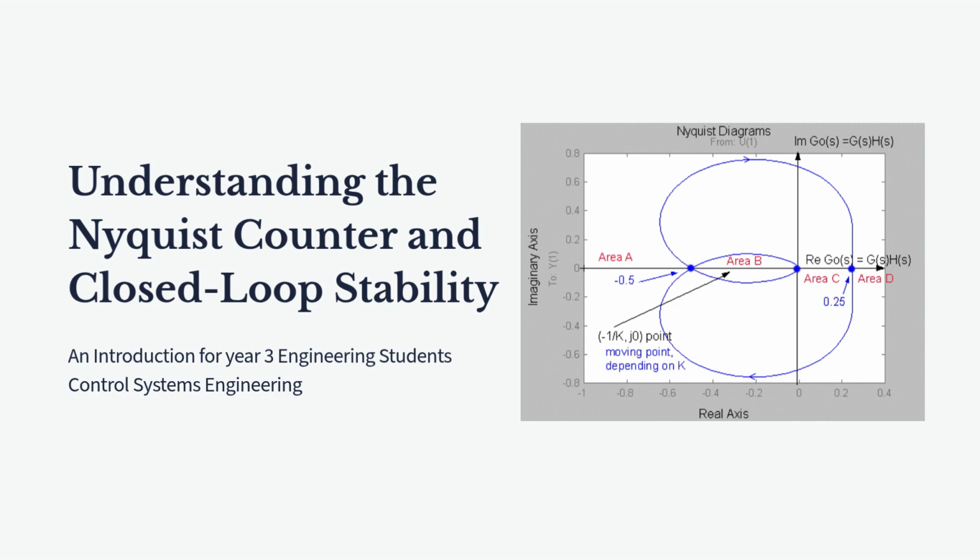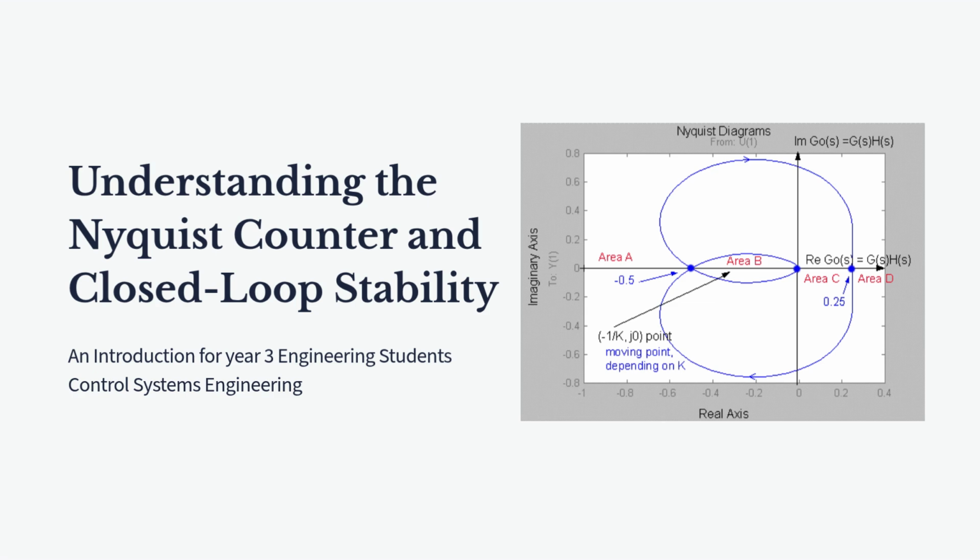Hi everyone. In this video, I am going to explain the Nyquist contour and closed loop stability. This topic can look difficult at first because there are complex planes, plots, and equations, but the main idea is not too hard. The Nyquist method helps us check whether a closed loop system is stable or unstable. Instead of solving difficult equations, we use a graph. That graph is called a Nyquist plot.